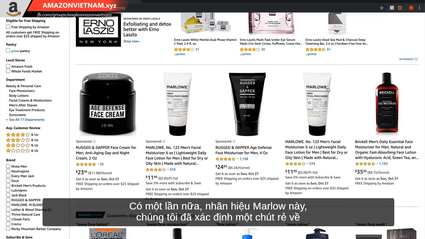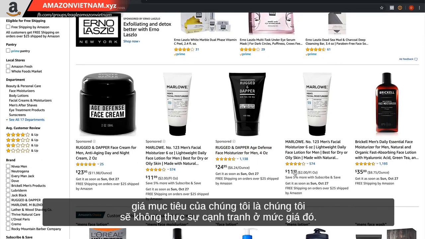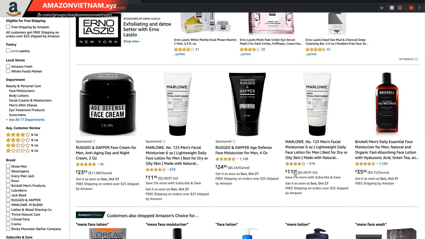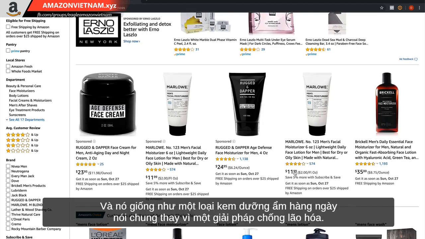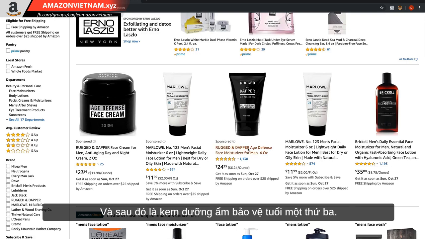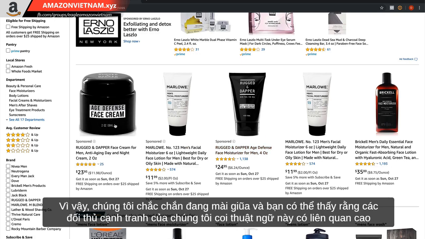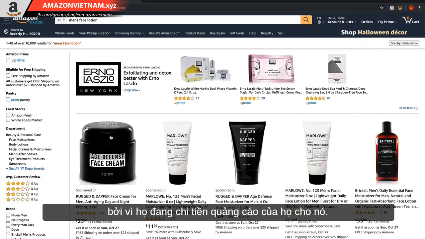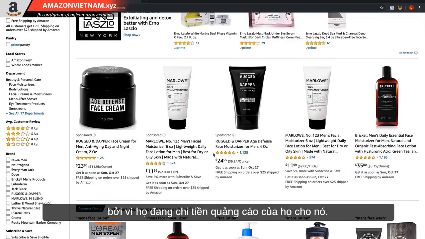This Marlow brand, which we've already identified is a bit cheap in terms of our target price, so we're not really going to be competing at that price, and is more of a general daily moisturizer as opposed to an anti-aging solution. And then the third one, Age Defense Moisturizer. So we're definitely honing in, and you can see that our competitors consider this term to be highly relevant because they're spending their advertising dollars on it. So they're the 3 sponsored results.